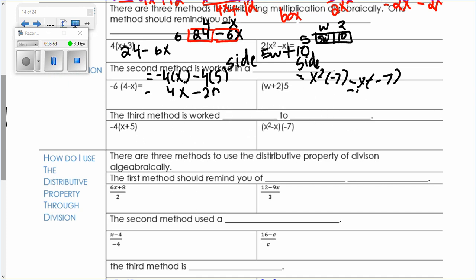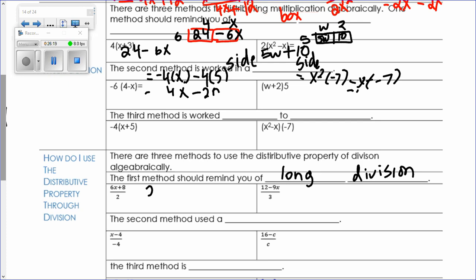Now, how do I use the distributive property through division? There are 3 methods to use the distributive property of division algebraically. The first method should remind you of long division.